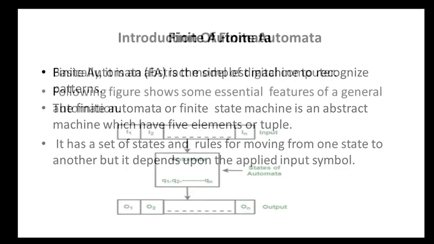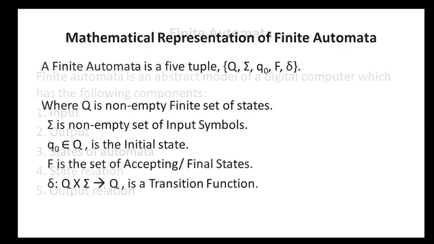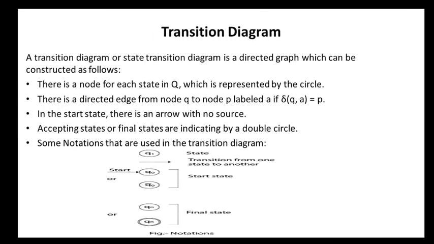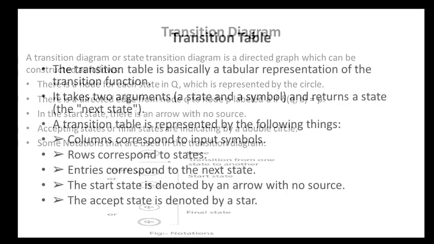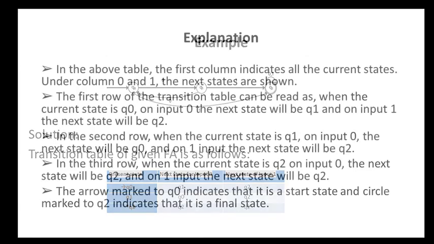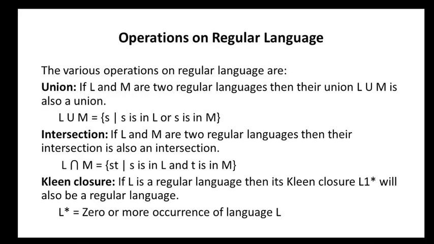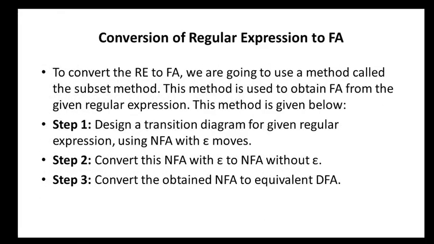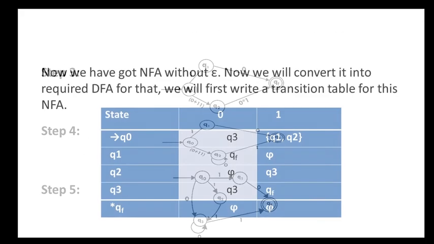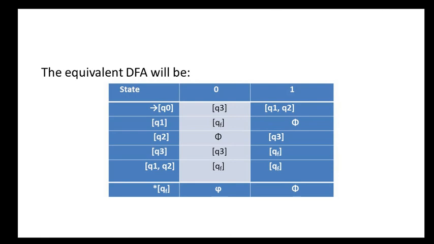This is about this session. In this session, we discussed what a finite automaton is, the mathematical representation of a finite automaton, transition diagram, transition table, and an example. And next, what a regular expression is, operations on regular expressions, and how to convert a regular expression to a finite automaton, that is, converting to NFA without epsilon, and NFA to DFA.